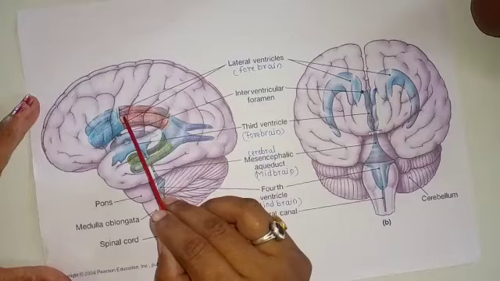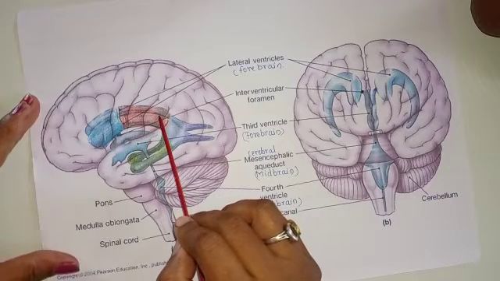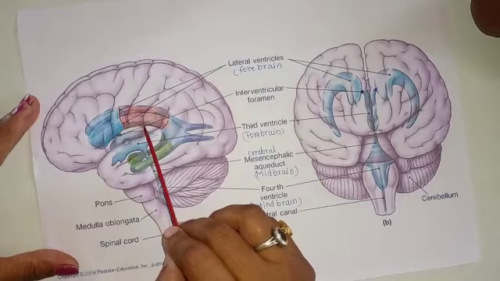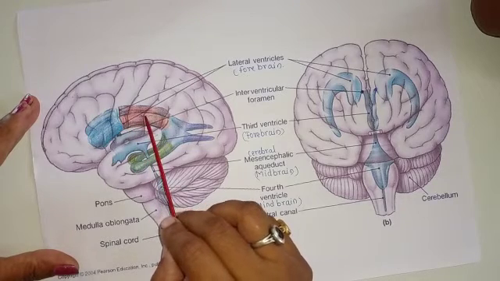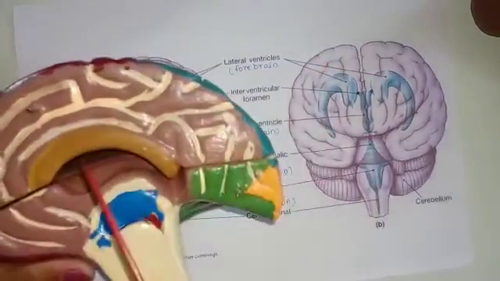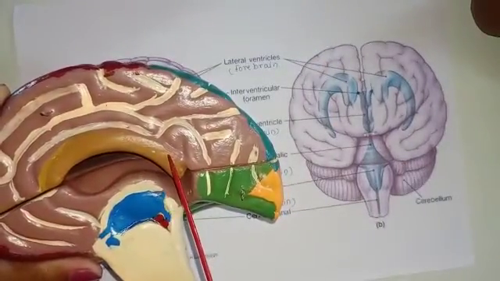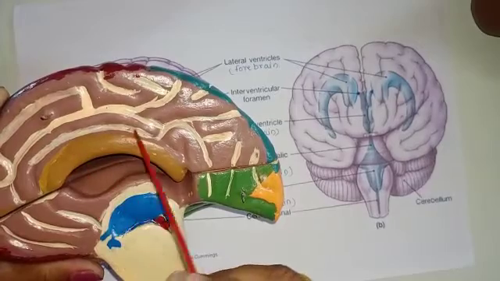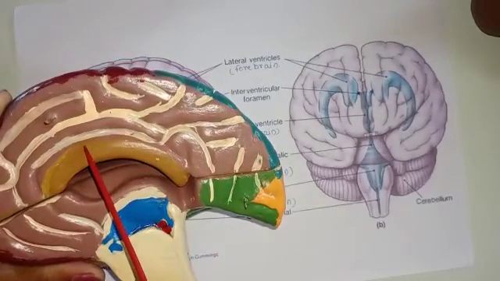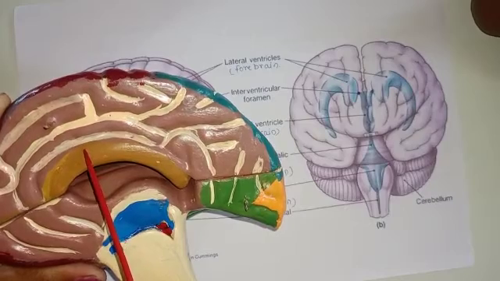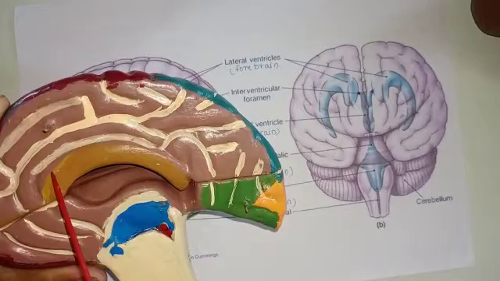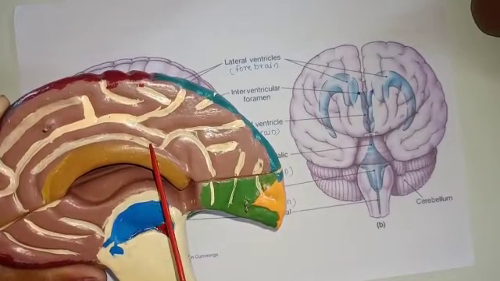Each ventricle shows the presence of a roof and a floor. The roof is the corpus callosum. As all of you know, this part is the corpus callosum. This is the roof of the lateral ventricle, that is, the body part. The roof is the corpus callosum.